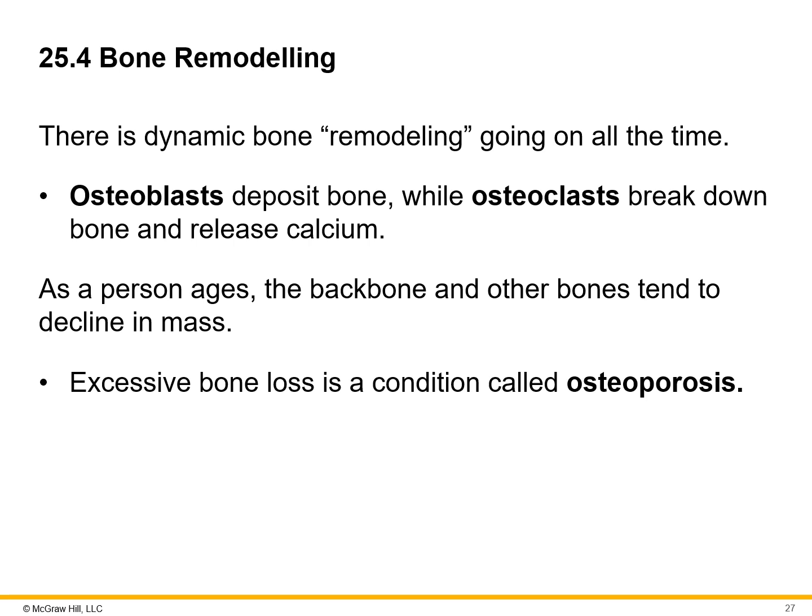So this remodeling, again, so the osteoblasts are depositing bone, they're building the bone. Then we have osteoclasts that are breaking down the bone. So blasts build, osteoclasts, maybe calamity is a way to remember it. So they are breaking it down. As we age, though, the backbone and other bones tend to decline in mass. And that leads eventually to a state of osteoporosis, which is an excessive loss. So we have too much activity of those osteoclasts and not enough of our osteoblasts that are depositing new bone.